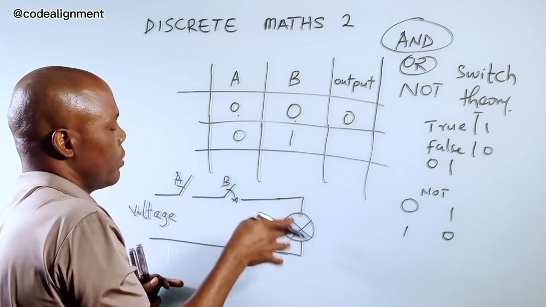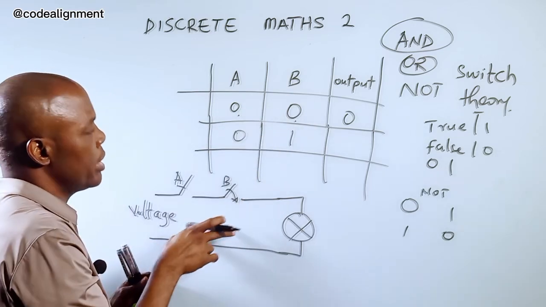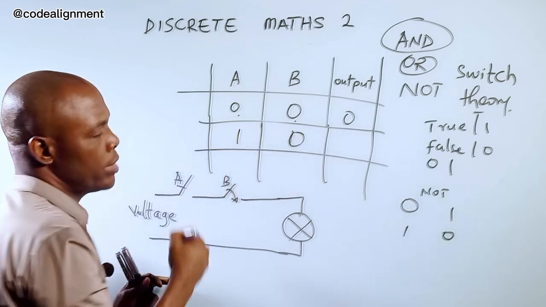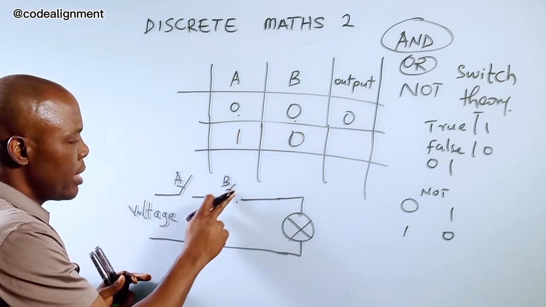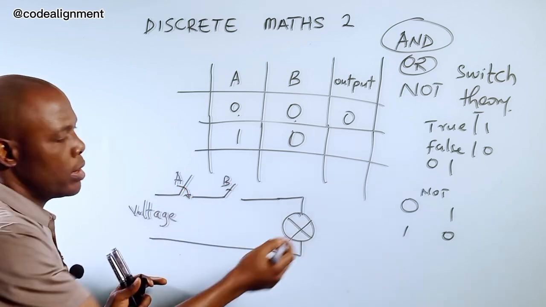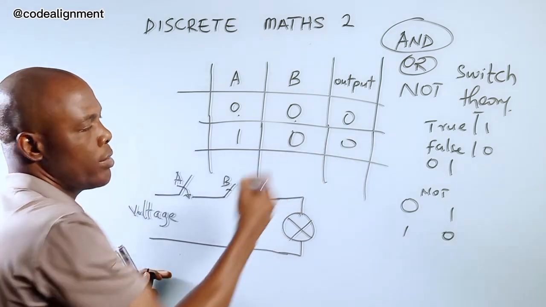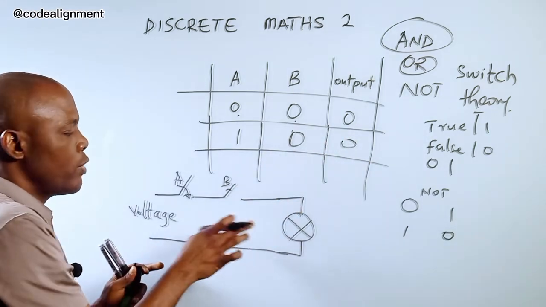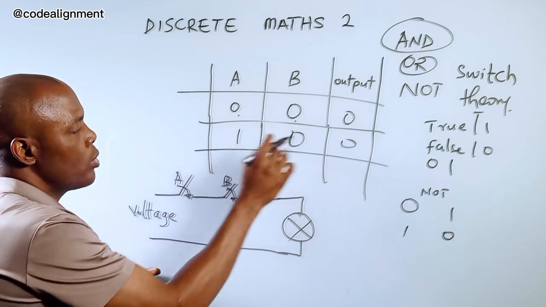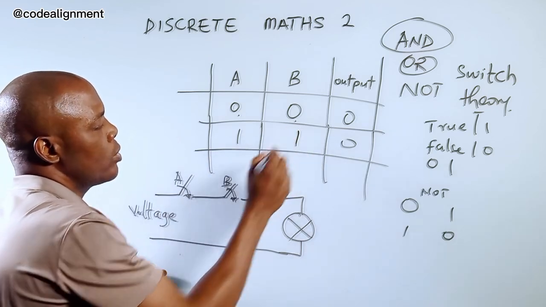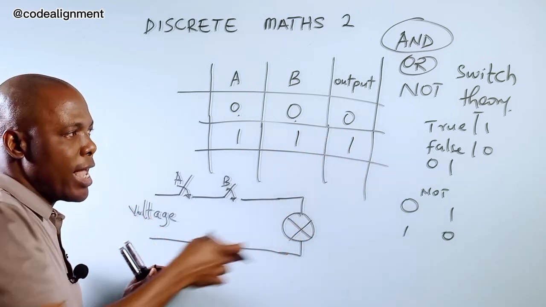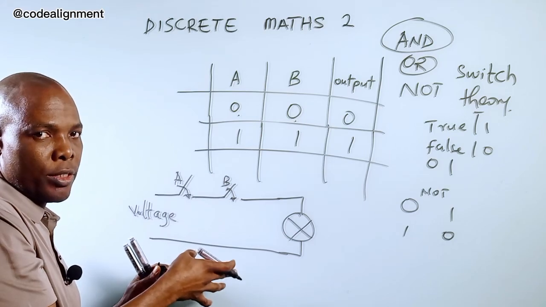Now, if I change this one to 1, and then this one to 0, it means I'm going to close this switch, and then open this switch. The bulb will still not come on. That is 0. So for the bulb to come on, I must close this switch, and I must close this switch. So that closing is 1, and this closing is 1. Then the bulb will come on. You see, that is the switch theory. That's how I'm arranging the switch.